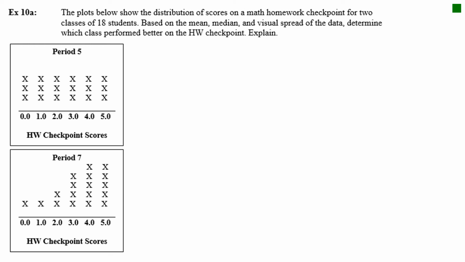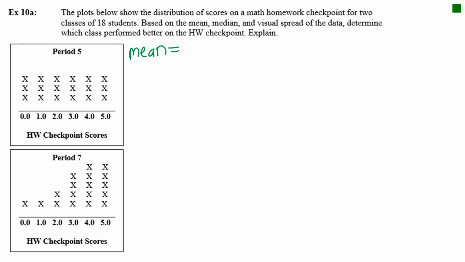All right, so we're sort of comparing periods 5 and period 7. So let's start with period 5. We're going to go ahead and calculate the mean. So you're going to do 0.0 plus 0.0 plus 0.0 plus 1.0 plus 1.0 plus 1.0 all the way till you get to 5.0. A faster way might be doing 0.0 times 3, since it showed up 3 times, plus 1.0 times 3 because it showed up 3 times, and so on until you get to 5.0.